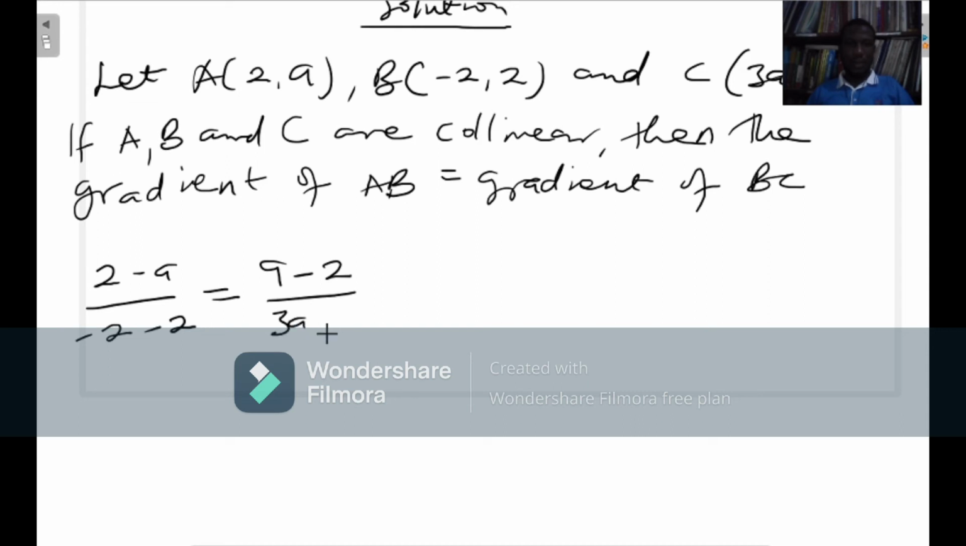3a minus -2. It means that 2 minus a over -4 will be equal to 7 over 3a plus 2.